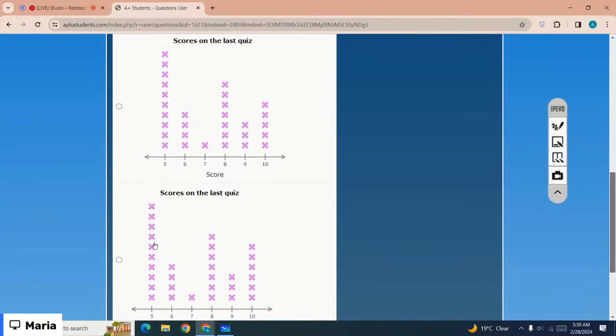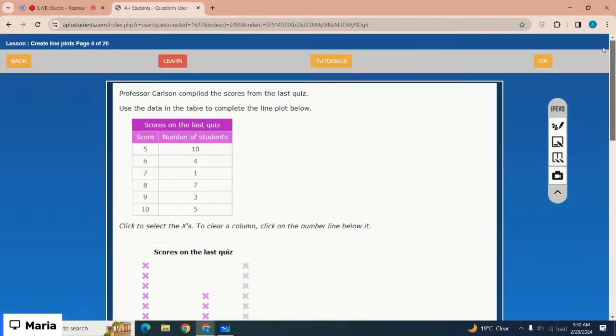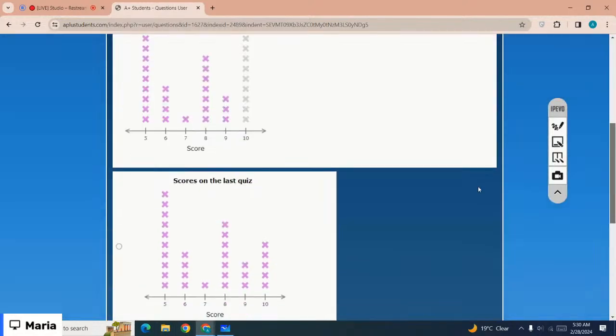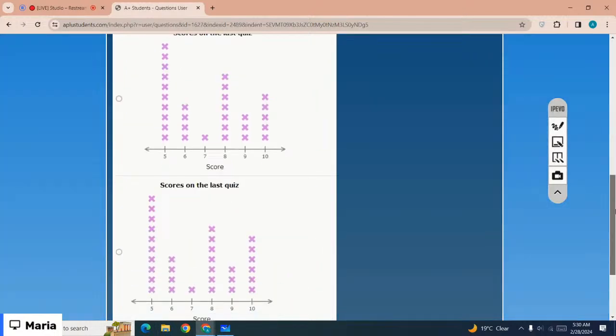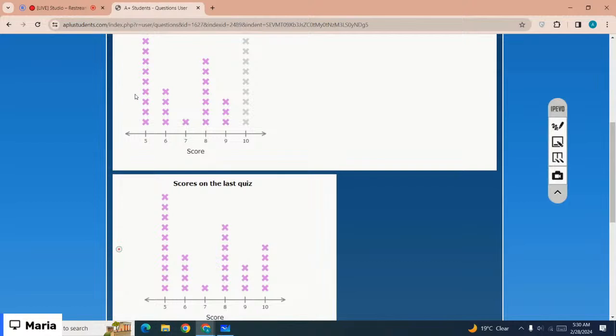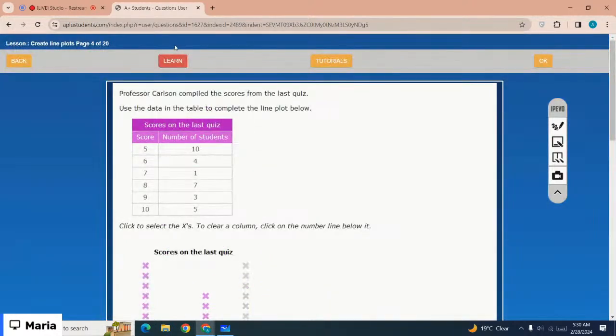1, 2, 3, 4, 5, 6; 10, 4, 1, 7, 3, 5. 1, 2, 3, 4, 5, 6, 7. 1, 2, 3, 4, 5. They are both exact. So option number 1 is the correct option, right? Okay, you can complete the lesson by yourself later today. Let me just move on to the next lesson.